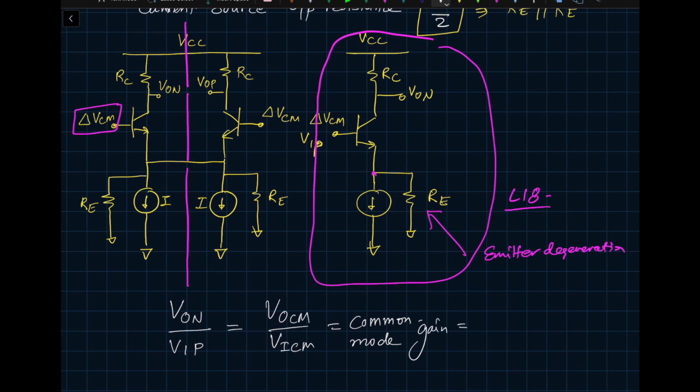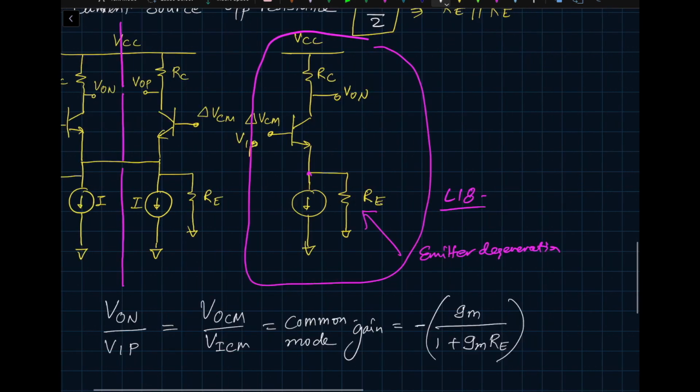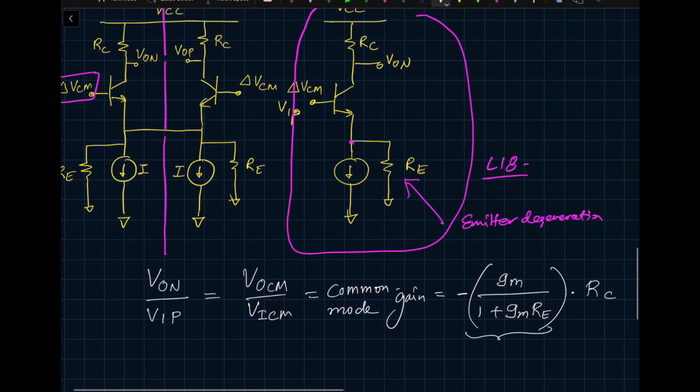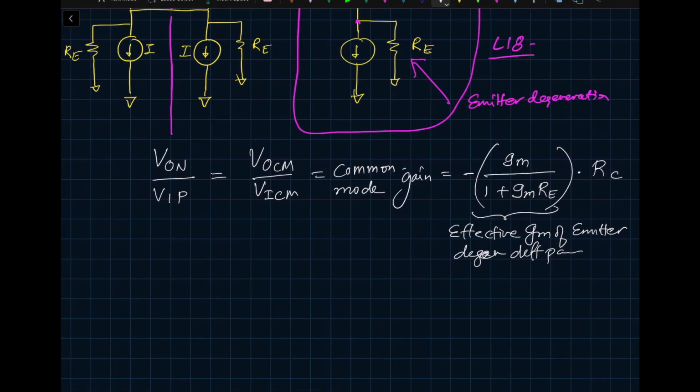And what is that equal to? If you go back to that particular lecture, you will see that it's GM divided by 1 plus GM times RE, and then that gets multiplied by RC. So this is kind of an effective GM, if you remember, of an emitter degenerated transistor. Let's say GMRE is much greater than 1.